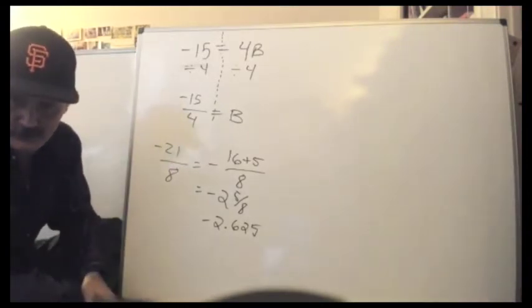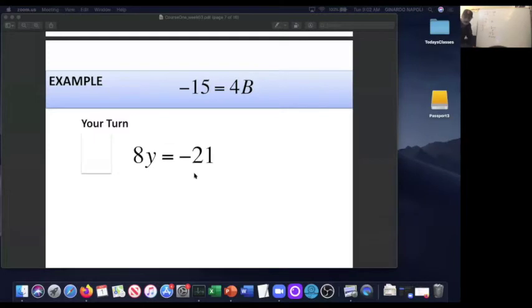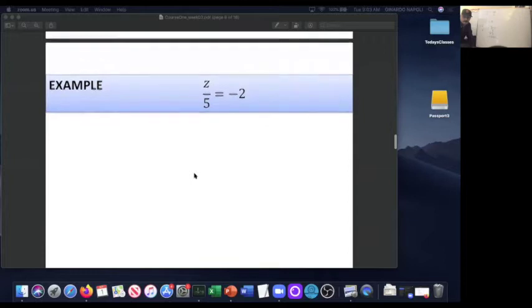Okie dokie. Okay, we got one more, and then we'll take a little break, and then we'll come back and we'll look at some unit conversion problems. Okay, so we got this problem.